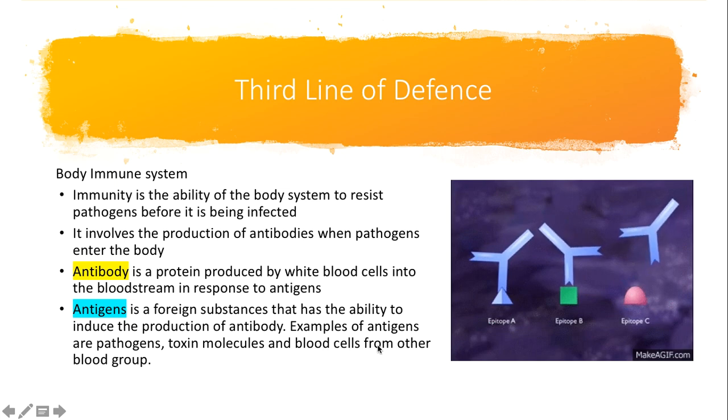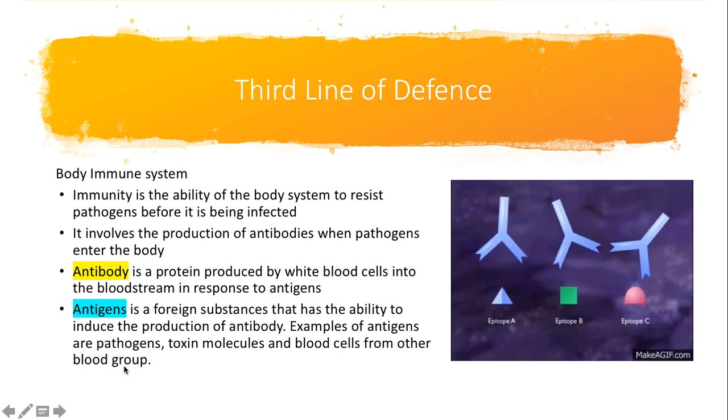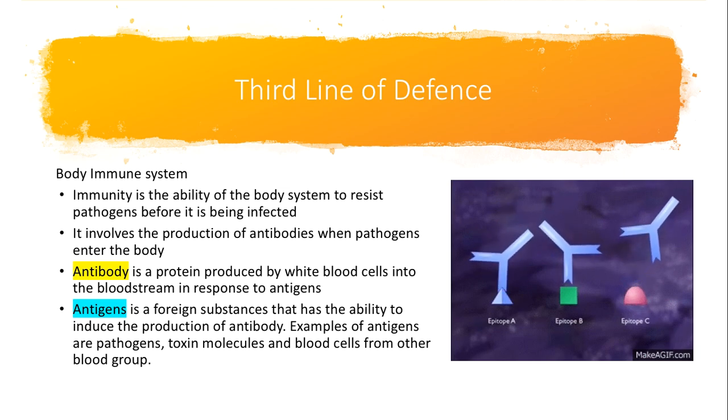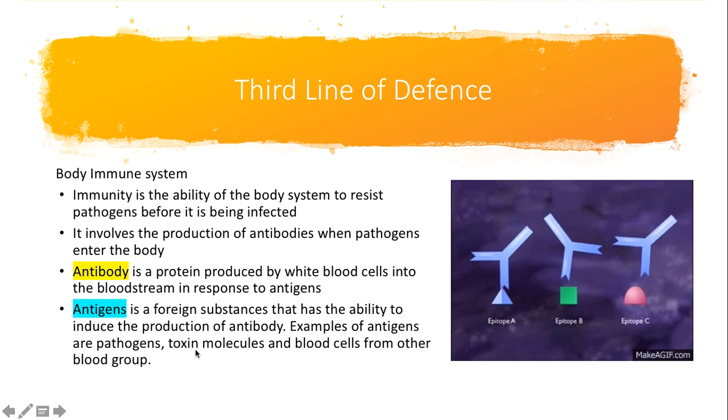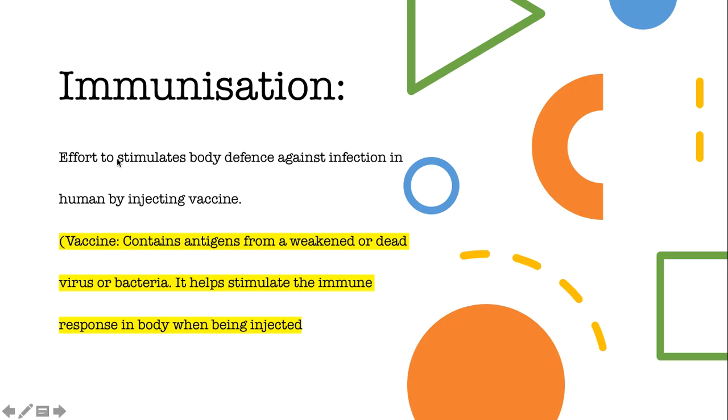If you want to know more about antigen of blood cells from other blood groups ni, kenapa manusia tak boleh, if you are a blood O type, if your blood type is O, you cannot receive from other blood donors macam A, B, C. Kenapa? It involves this lah, antigen ni. Tapi I won't explain more on that because it's not in your syllabus, but you can ask me. Okay, so let's look at immunization.